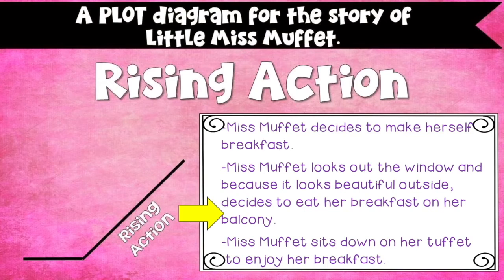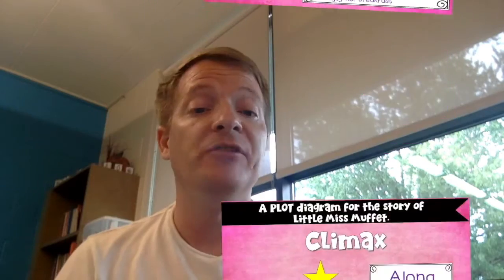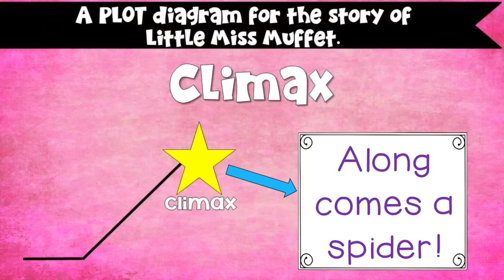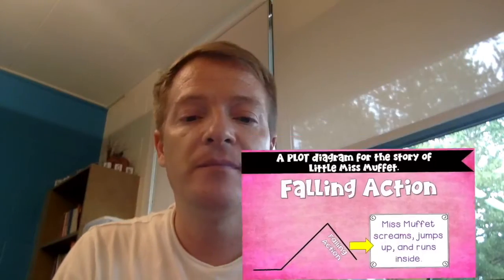Remember, that's kind of the big problem in the story. What was her problem? Well, if you said "Then along comes a spider," remember, she didn't like spiders at all. That would be your climax. That's where the big problem happens, because Miss Muffet just met the spider. Remember, the climax is when the character meets the problem of the story, or the conflict.